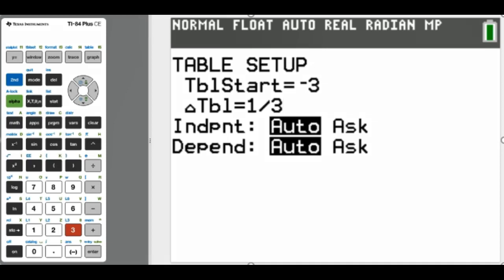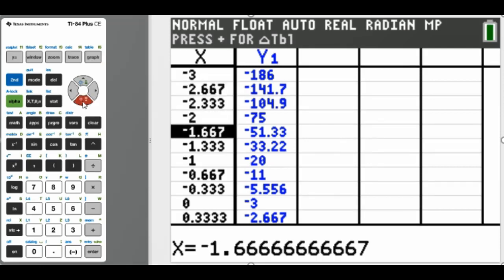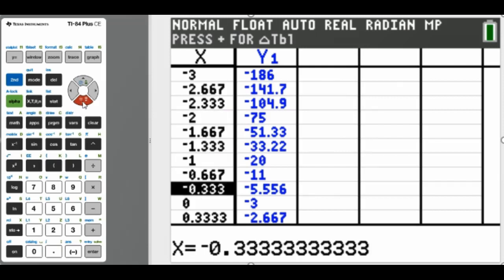Now I go to my table, so I'm going to press second graph. I have to start where x is -3, and I can stop when x is +3. I'm looking at my y values, which are the ones that are blue. So I'm going to just keep scrolling, and again, I'm only looking at my y values. That's going to tell me where the answers are.